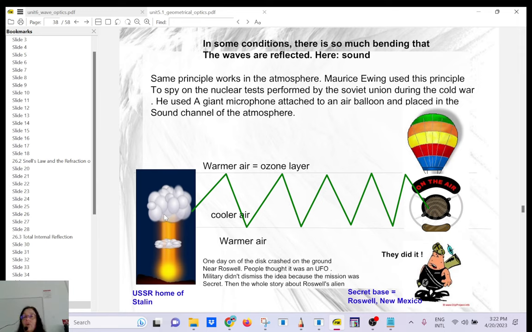So during the Cold War, the Americans were spying on the Soviet Union, trying to find out if they were doing nuclear tests, right? The bomb, the hydrogen bomb, right? So they were listening to them. And the way they were listening to them was with the technology of the time. So there was a balloon, but the balloon was attached to a huge microphone. And the microphones at the time looked like saucers, right? That flat disc.